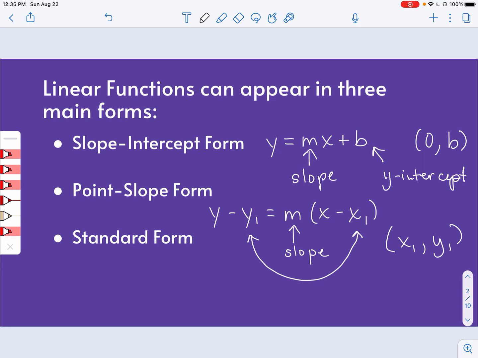Point slope form is the one that we discussed how, because of the form it's arranged in, it's almost opposite your gut. You would think it'd be a negative x1 and a negative y1, but it's not.